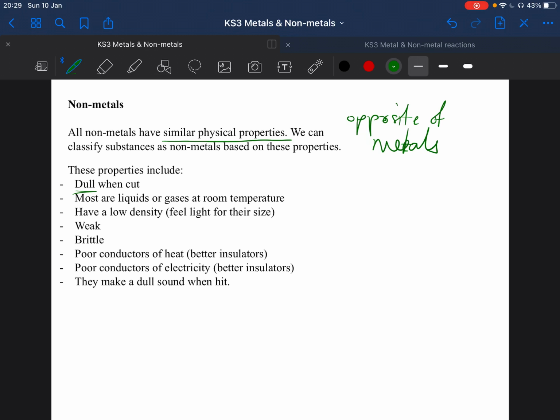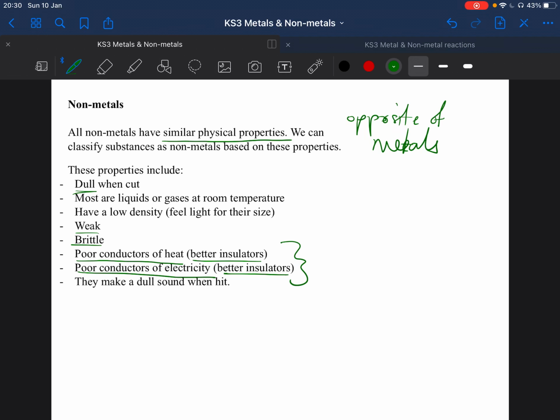Obviously, if they're a gas, you're going to find it difficult to pick up unless you've got them in a container, but they would still feel lighter. They're weak and brittle. Most of our non-metals would shatter if you hit them or drop them. They are poor conductors of heat and poor conductors of electricity. Now, this is actually pretty useful because what that means is they insulate against these.